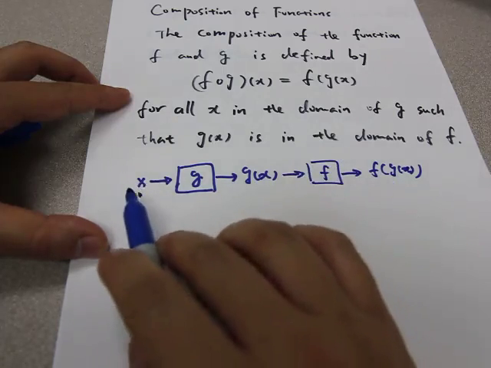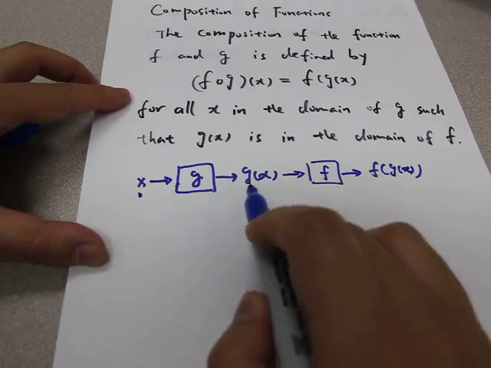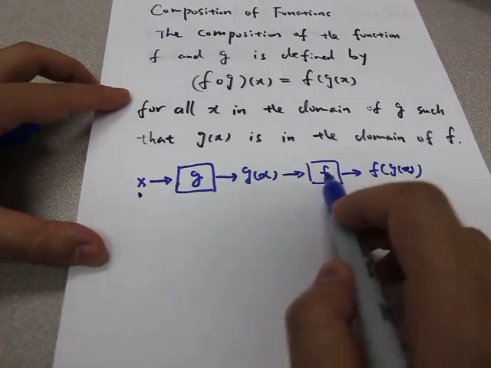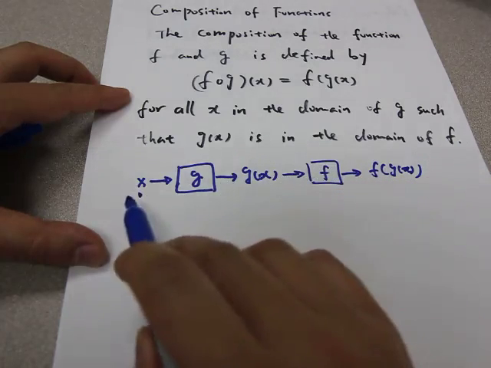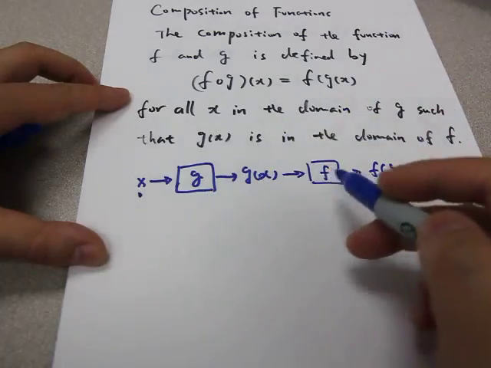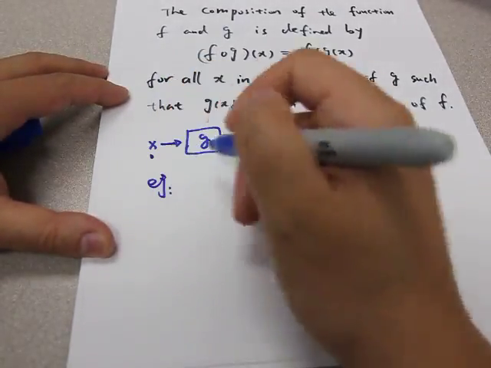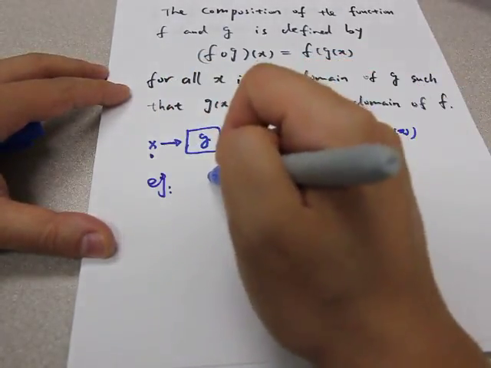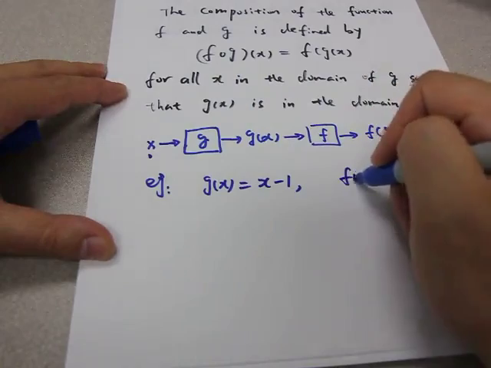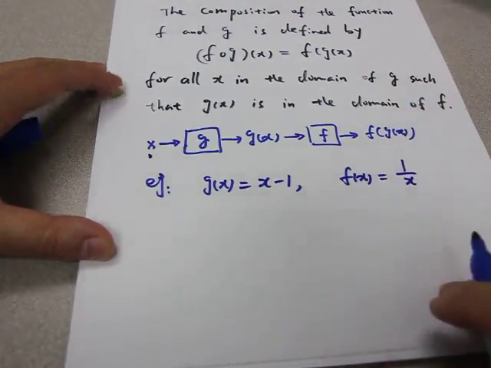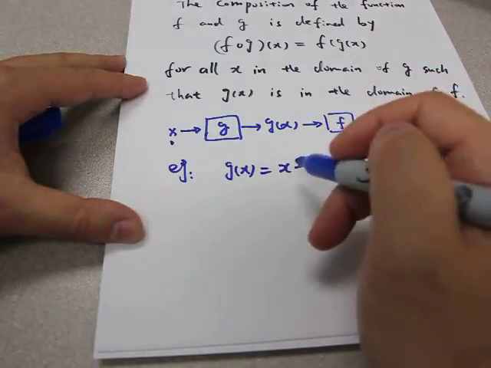But we have to be careful, because sometimes the number x generates a g(x), but the g(x) cannot be used as the input of f. In that case, that x will not be in the domain of this composite function. So for example, if we consider these two functions, g(x) equals x minus 1, and f(x) equals 1 over x. Now, think about what will happen if I use 1 as my input.